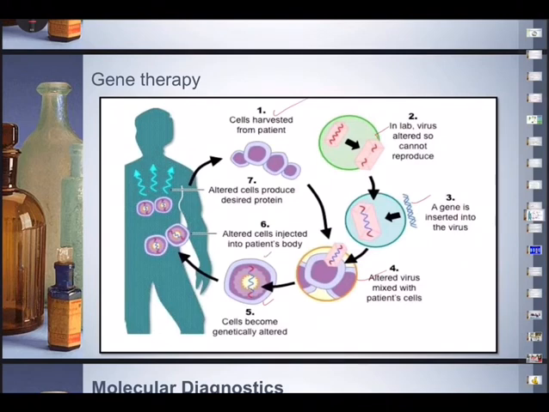Now the condition is altered cells. And once altered cells are introduced into the patient's body, they produce the desired proteins. And once the desired proteins are present, there is no problem for the production of the enzyme. What is the enzyme? ADA. So once the ADA is produced, then there is no problem. That is why, once adenosine deaminase is produced, then there is no disease and the baby can survive.